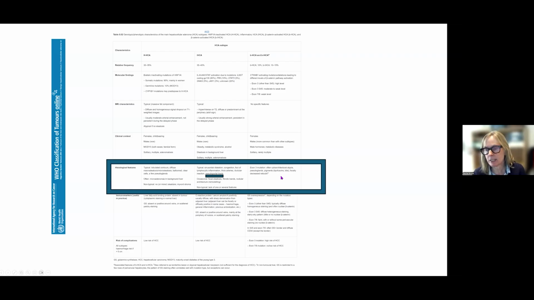And then the beta-catenin pathway mutations here. And you'll note here they refer to some cytoarchitectural features of pseudoglands. So I'm just going to illustrate that for you just in case it isn't clear what exactly that means, and also the reticulin.